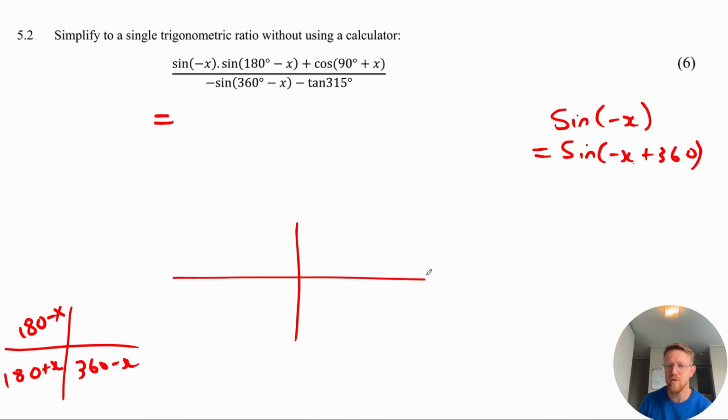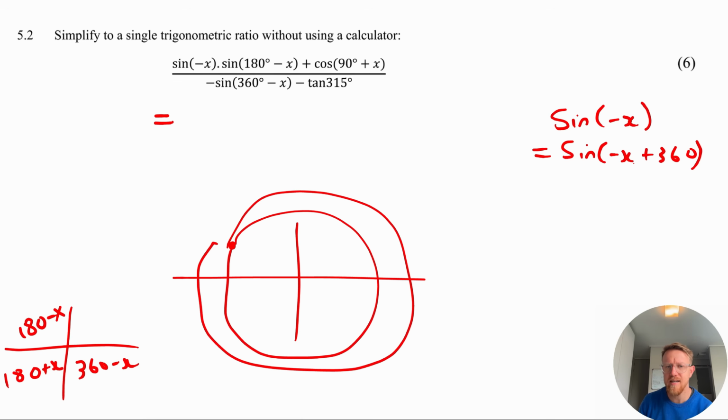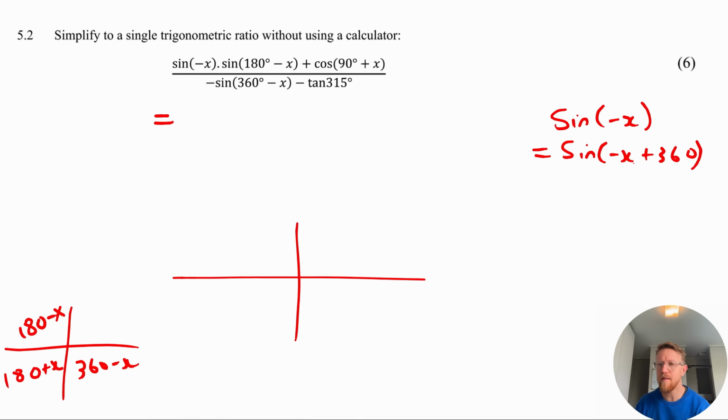The mathematical reason is the following. If you are here and you add 360, you will still be there. And if you subtract 360, you will still be there. Even if you subtract 360 again, you will still be there. So mathematically, you are allowed to add or subtract 360.